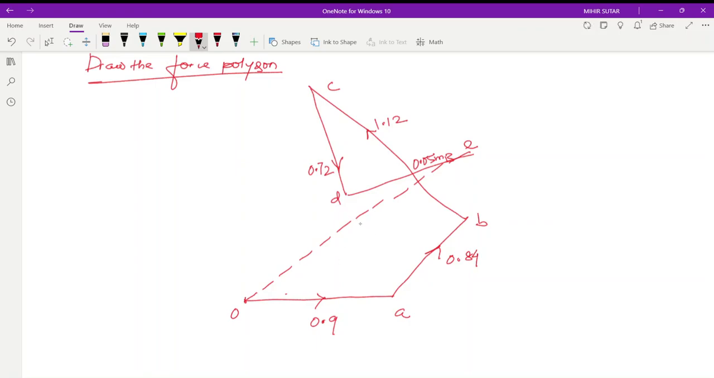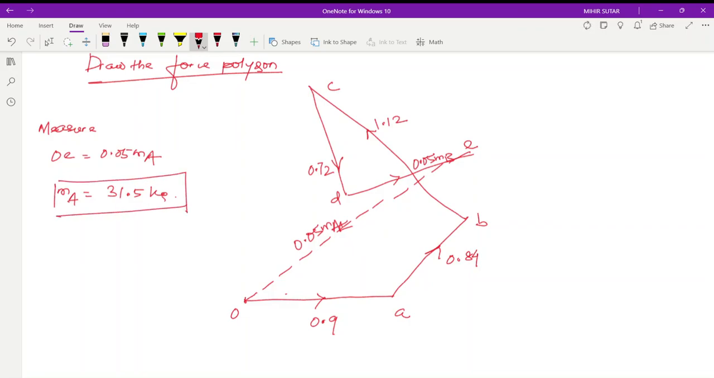Okay. So this will give you 0.05 MA. So now measure OE, that is equal to 0.05 MA, and you can find out the value of MA as approximately 31.5 kg. Okay. So likewise you can solve problems related to balancing.